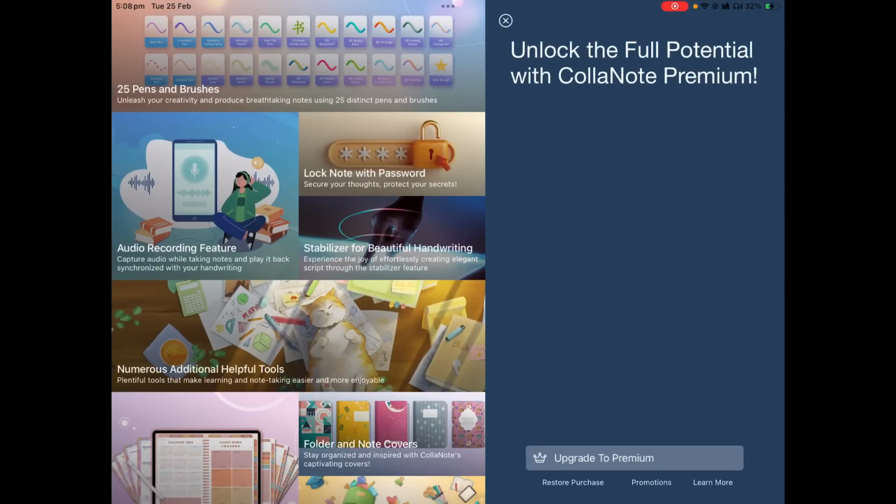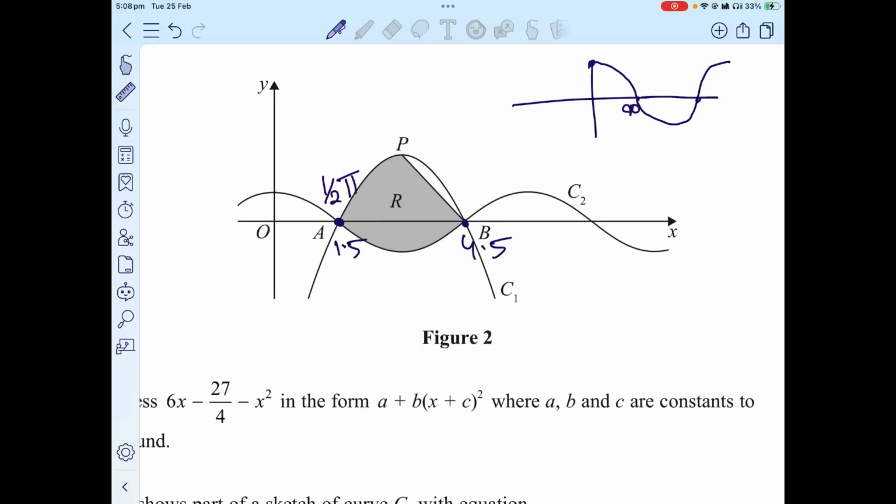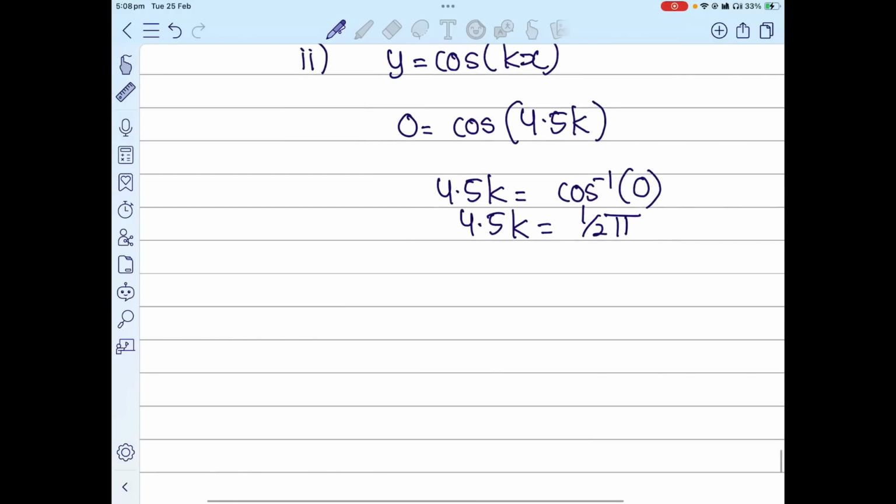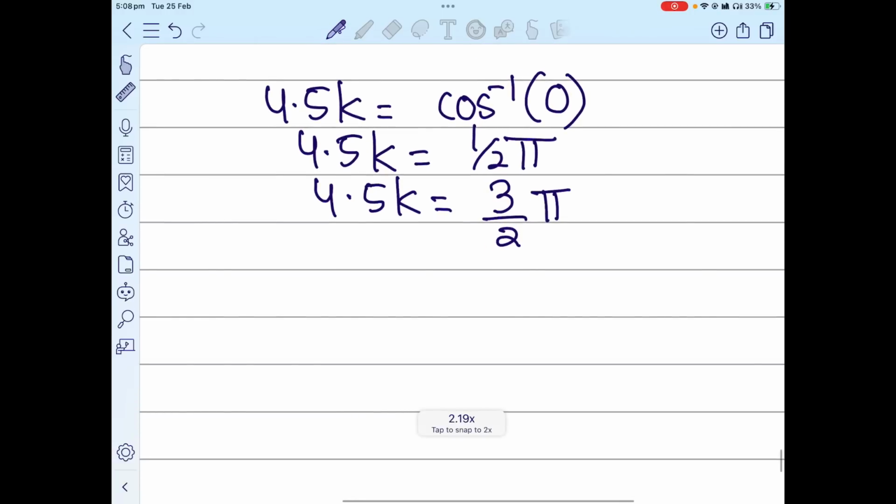So the center is 180. After that, you have 270 here. So in this scenario, point A would be 90 degrees or half pi. Point B would actually be 270 degrees, right? So I can say that 4.5k is not 1.5 pi, it's actually 3 over 2 pi, because you convert 270 to pi. So k is going to be 3 over 2 pi divided by 4.5, which is one third of pi. I hope that's clear.